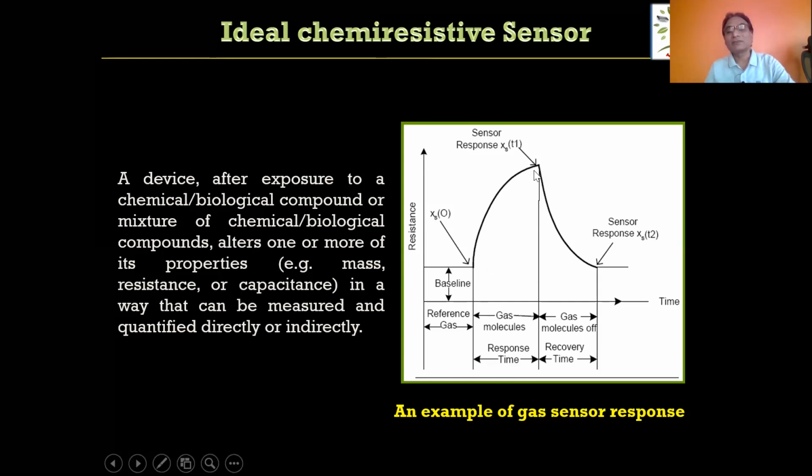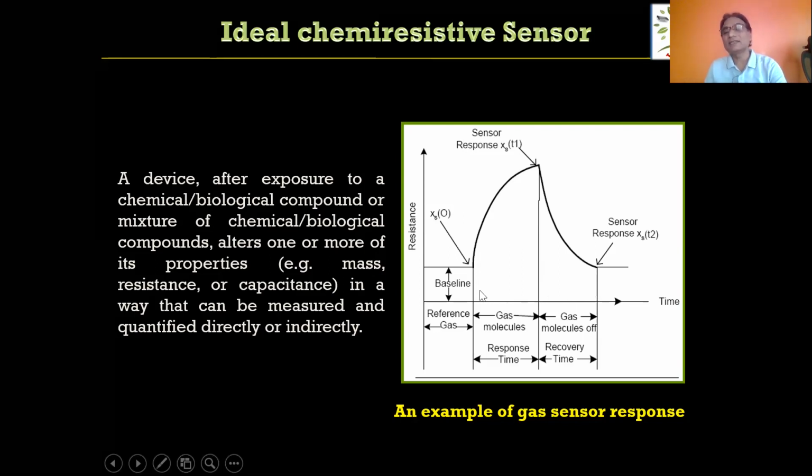Once your material is saturated, you can remove those gases and again expose your material to dry air. You can see we are exposing again to dry air. The resistance that had increased will try to regain its original value, because we have removed the environmental pollutant because of which the resistance had increased. Your resistance is going to go back. Right from this point to this point is going to be the recovery time.